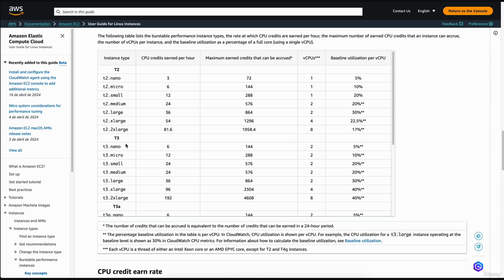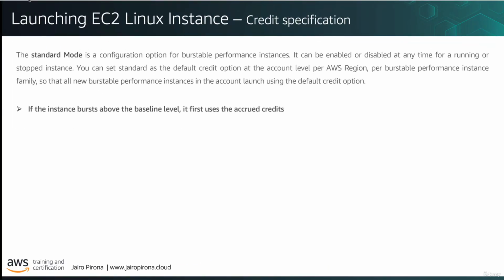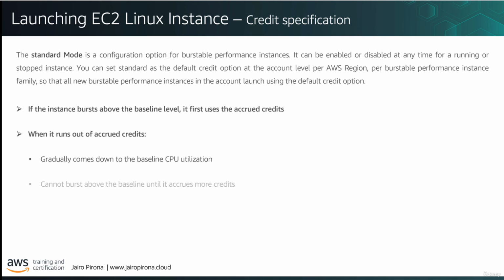Now, these instances can be configured in one of two modes, standard and unlimited. When set to standard mode, if the instance exceeds the base CPU level, it first uses the accumulated credits. When it runs out of accumulated credits, it gradually drops down to the base CPU level and cannot burst or increase above the base level until it accumulates more credits. As you can imagine, there may be situations where this is not ideal. The instance may need more CPU power, but being in standard mode, it cannot go above the baseline, and for such use cases, you can use unlimited mode.